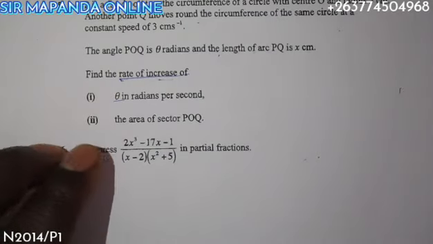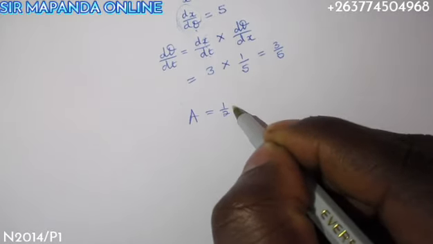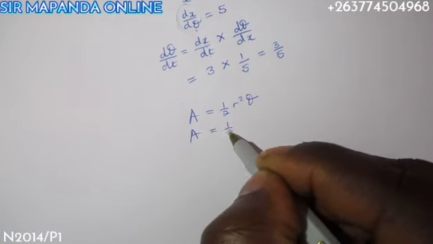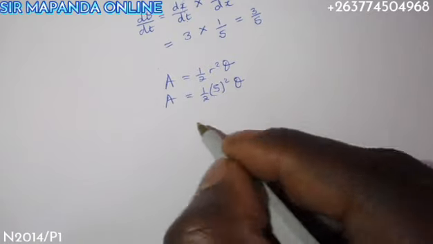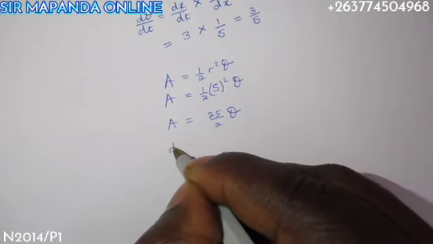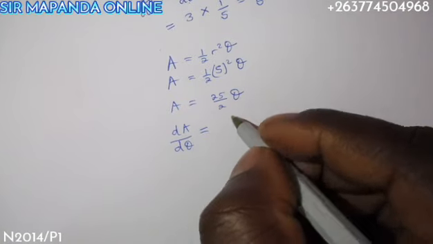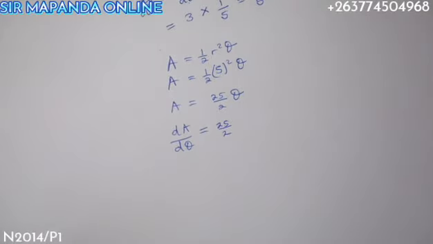Let us move on to item 2. Find the rate of increase of area of sector POQ. So let us write the expression. Area of sector is half r squared theta, and r is 5, so you get half times 5 squared theta, which gives you A is equals to 25 over 2 theta. Then you find dA over d theta, and dA over d theta is going to give you 25 over 2. I hope you are following.